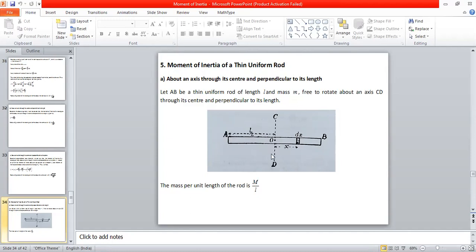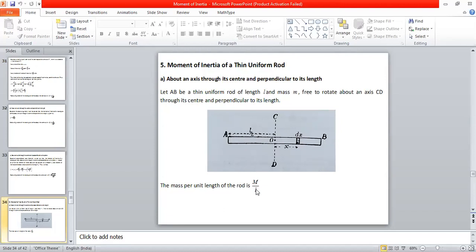Now let us assume, I think I have written small m, I will change here. Capital M is mass of the rod. Capital M is mass of the rod. Capital L is length of the rod. Sorry, small l. The diagram has small l, no problem. Small l is the length of the rod. So therefore, mass per unit length of the rod is mass divided by length. So therefore it is M by l.